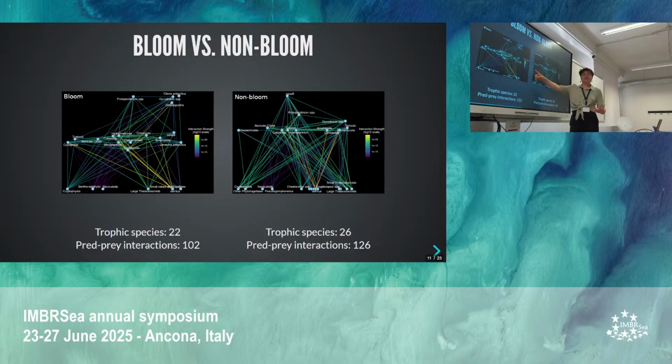And if you look at the weight of the interactions, it's quite easy to see that all the heavy interactions here in yellow are connected to only a few points. For both years, they are connected to detritus, and in the bloom year, they're also connected to the euphausids, while in the non-bloom year, there were no euphausids observed.